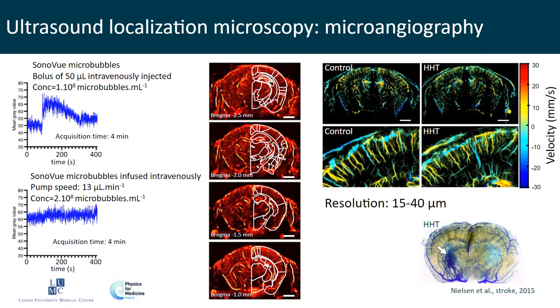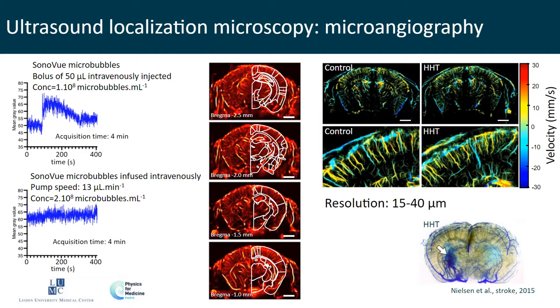For this, we actually use two approaches. First, the microbubbles were Sonovue microbubbles, and we injected them either as an intravenous bolus, 50 microliters with a concentration of 100 million microbubbles per ml, or by infused intravenous injection using a pump with a speed of 13 microliters per minute. The concentration of the microbubbles was 200 million microbubbles per ml.